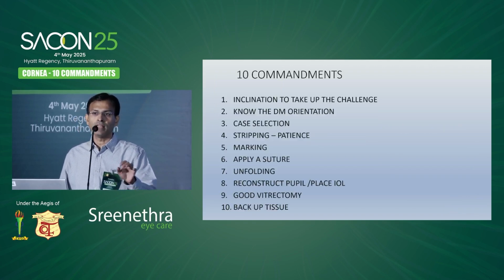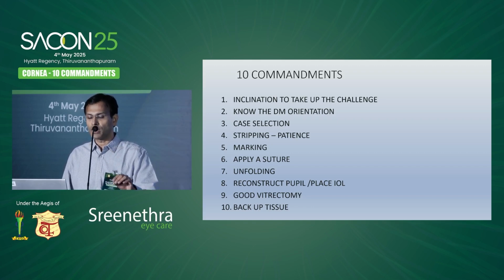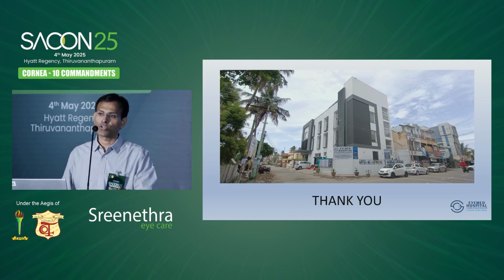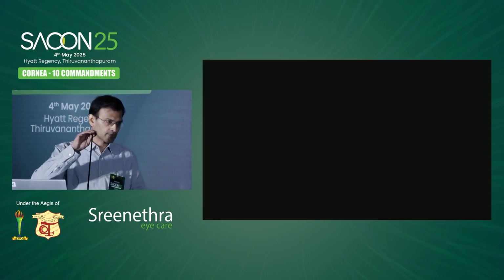DMEK is challenging. There is a definite learning curve compared to DSEK. Know the DM orientation, orient yourself, case selection: pupil should be there, iris should be good. Stripping, take patience in stripping the tissue, mark the donor tissue, apply a suture. Unfolding, be gentle, don't be very violent. Reconstruct the pupil. If the pupil is dilated, do a pupilloplasty, place the IOL, do a good vitrectomy, and most important is have a backup tissue when you start. Thank you.